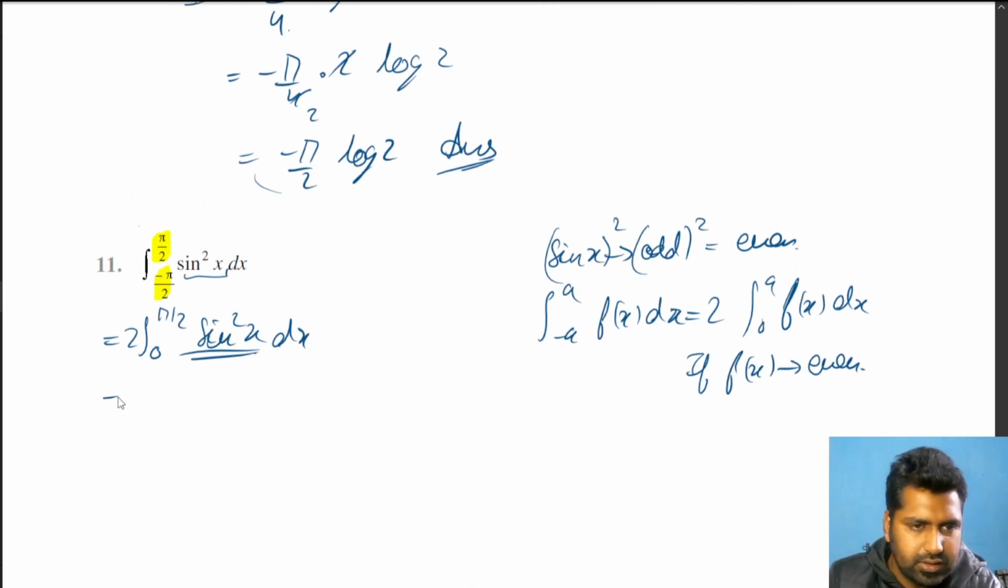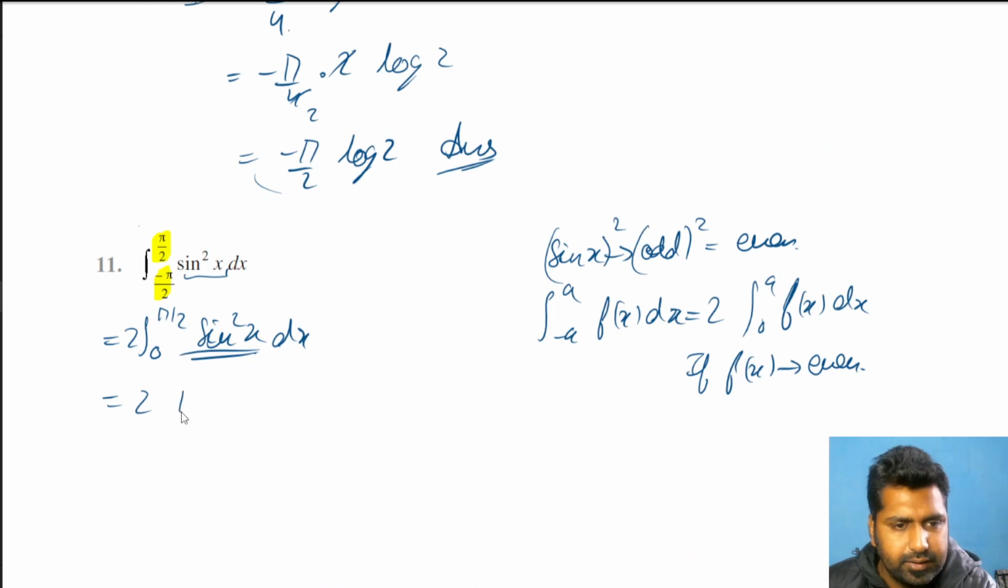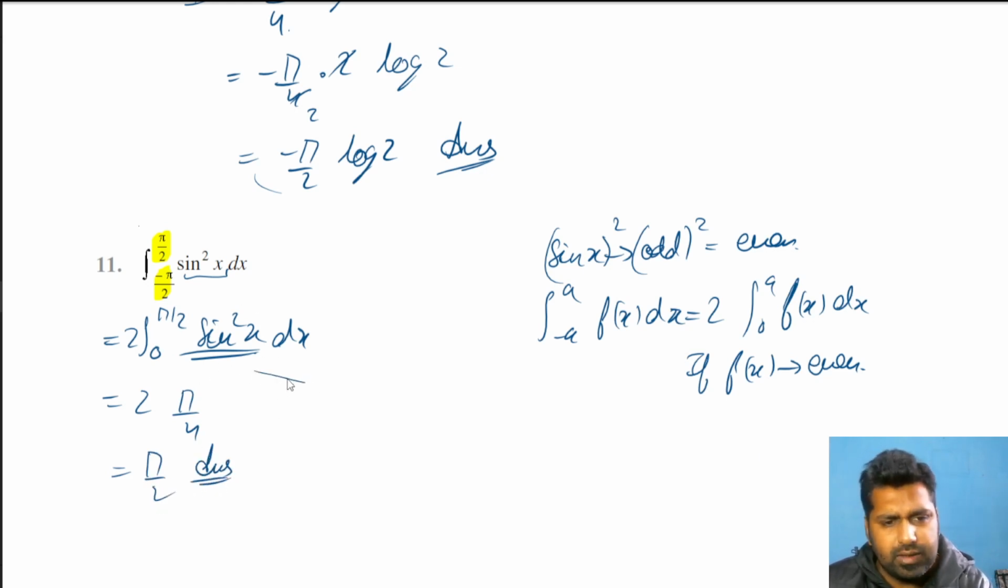So the answer of this also is directly pi by 4. That's the complete answer, pi by 2. If you want, you can apply King rule and add. It will work.